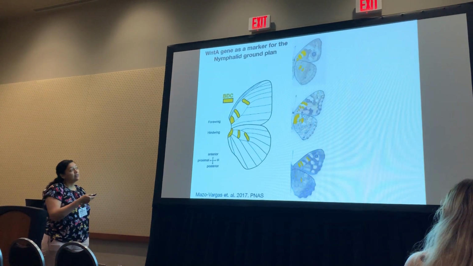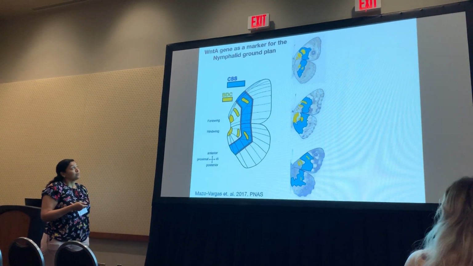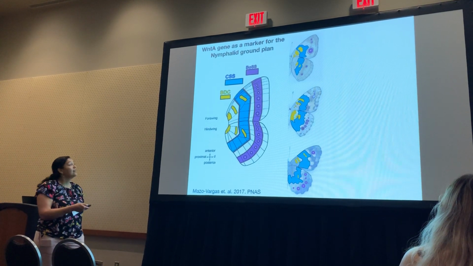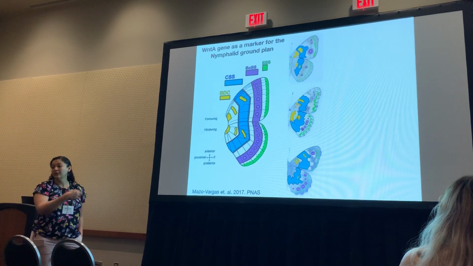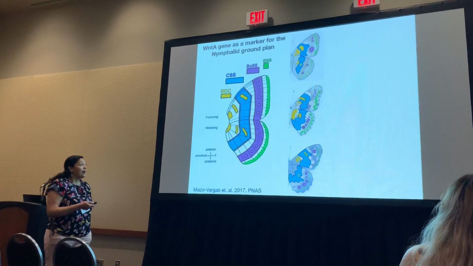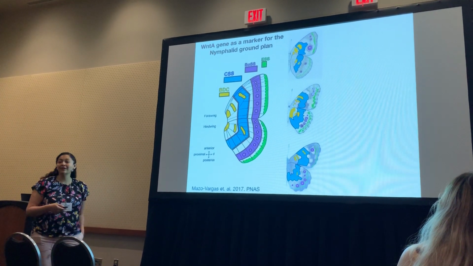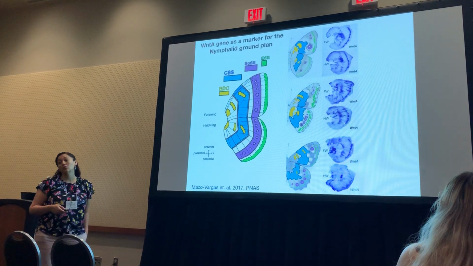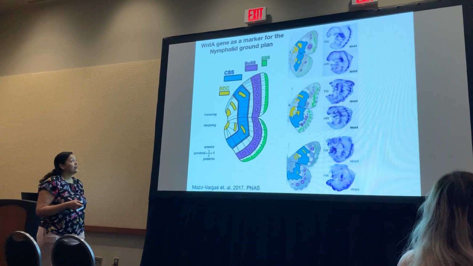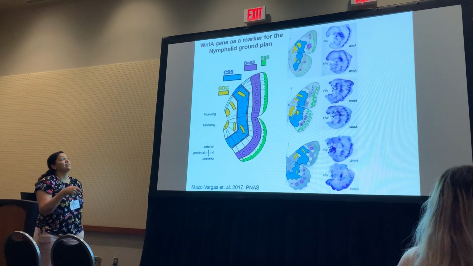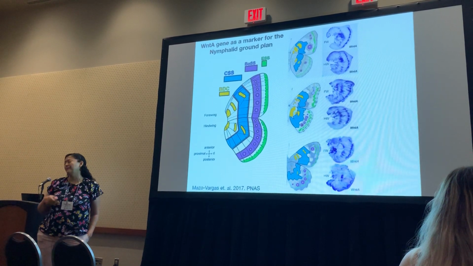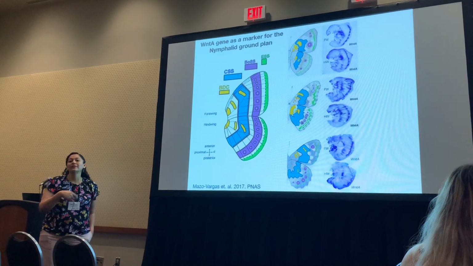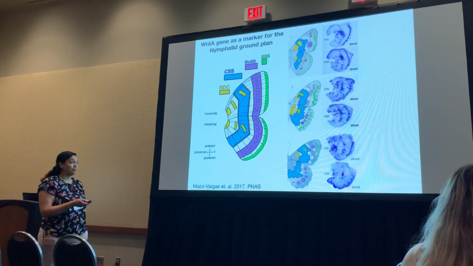So we have basal and discal elements, the central symmetry system, the area where the eye spots are, and the margin, all the elements in the margin of the wings. We have at this point observed that there's this gene called WntA that is very important, or is basically associated with different elements of this Nymphalid ground plan. So this is a really good marker for this ancestral expression pattern.